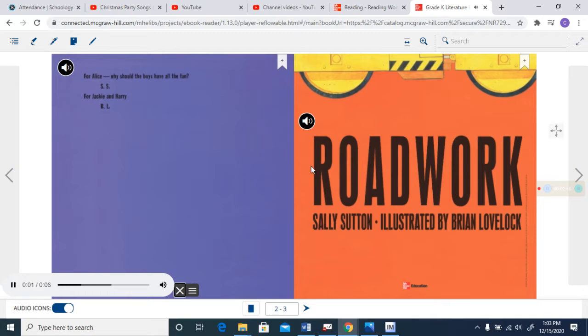Roadwork by Sally Sutton. Illustrated by Brian Lovelock. The author of this book is Sally Sutton. She is the one who wrote it. The illustrator of this book is Brian Lovelock. He is the one who drew the pictures in the book.